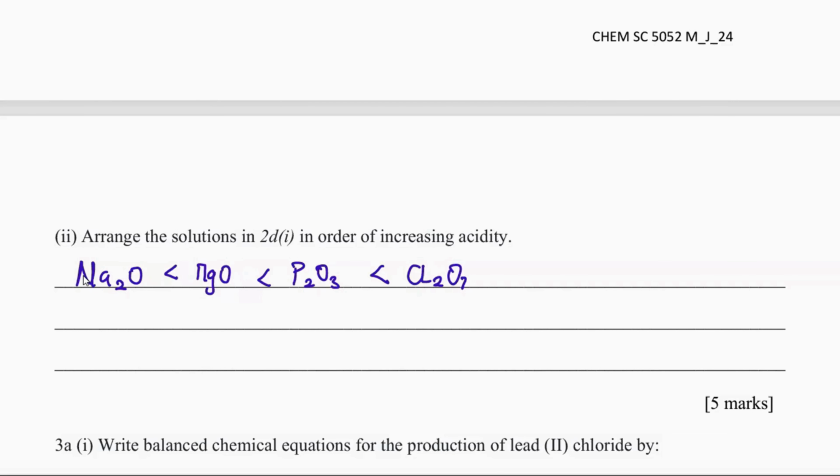We see the trend is going from metallic to non-metallic. The non-metallic is the one of highest acidity potential, or the one that is more acidic. And sodium, which is beginning it, is less acidic. So that's why we are using the less than symbol.